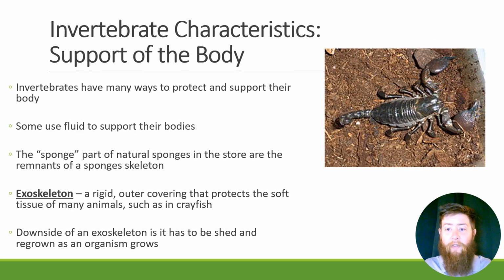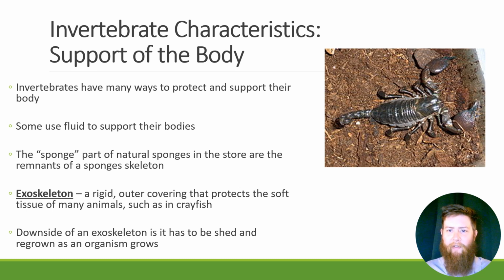Some other characteristics: invertebrates have to support their body, and they found some cool ways to do so. If they live in water, they usually are fluid filled. If you go and buy a sponge in the store and it's a natural sponge, you are using the leftover skeleton of an animal to wash your dishes. Some invertebrates have an exoskeleton like this scorpion here, which is a rigid outer covering that protects the soft, tissuey parts of the animal. This can be found in crayfish, it can be found in crabs, all of your arthropods, lots of different things that use exoskeletons.